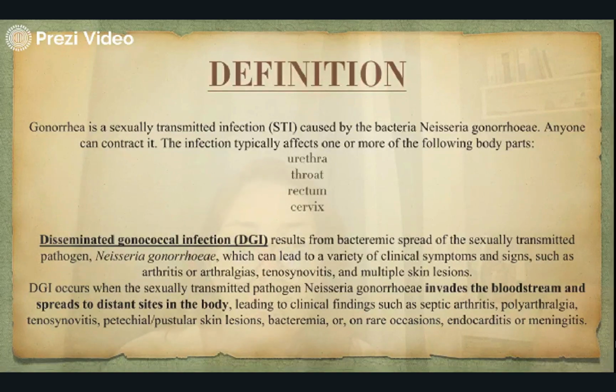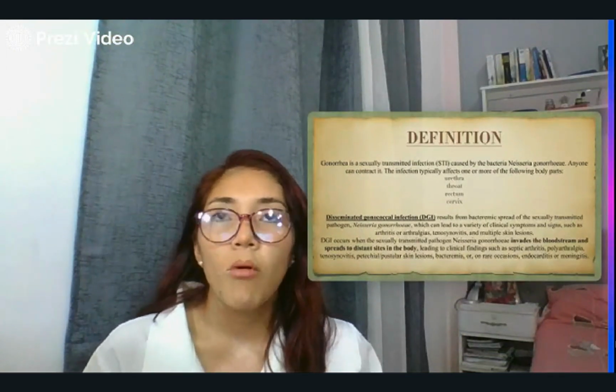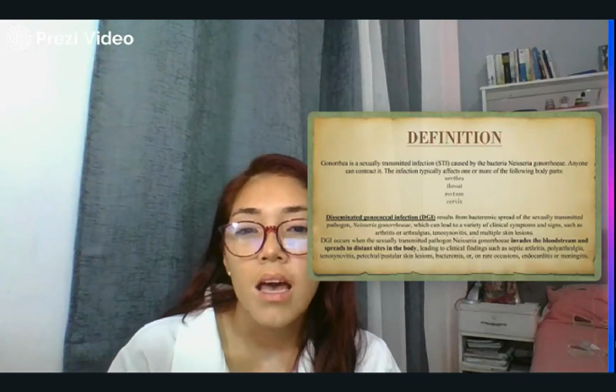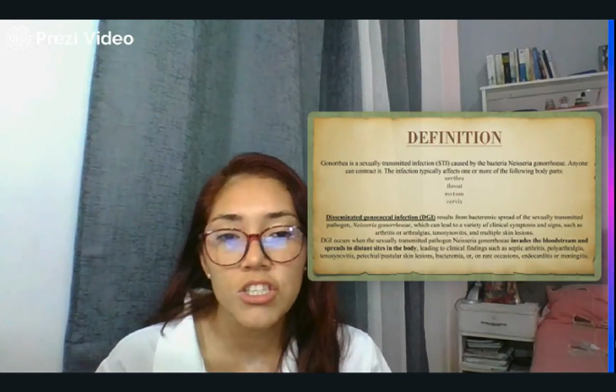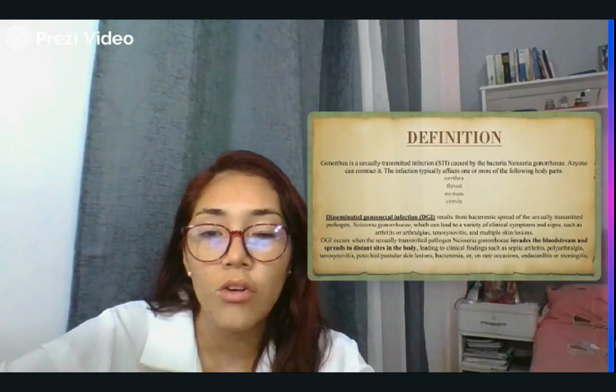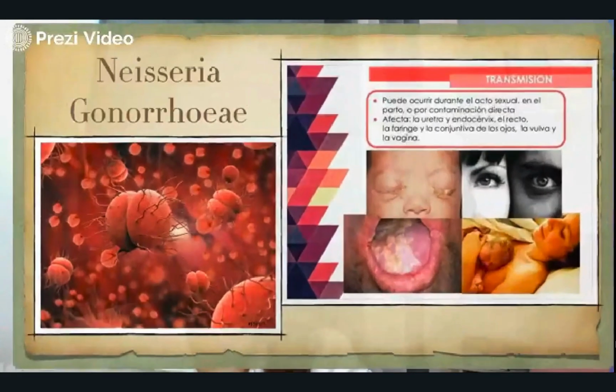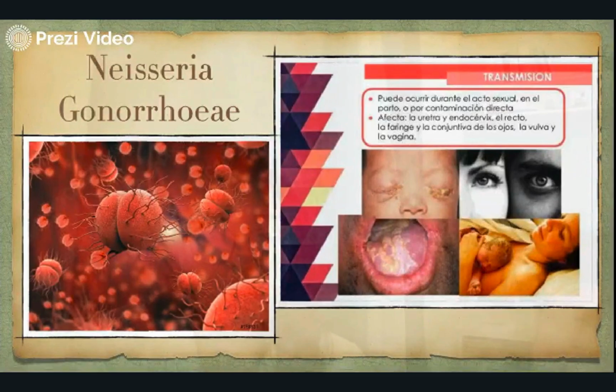DGI occurs when the sexually transmitted pathogen Neisseria gonorrhoeae invades the bloodstream and spreads to distant sites in the body, leading to clinical findings such as septic arthritis, polyarthralgia, tenosynovitis, petechial or pustular skin lesions, and bacteremia, or on rare occasions, endocarditis or meningitis. Here we have an image of the bacteria Neisseria gonorrhoeae and how these bacteria affect the body.